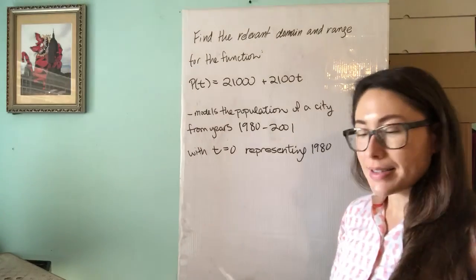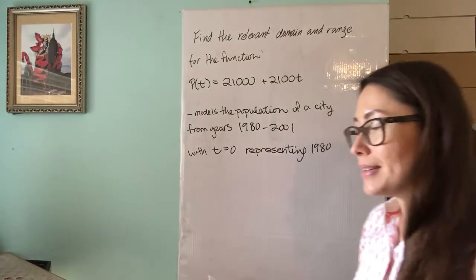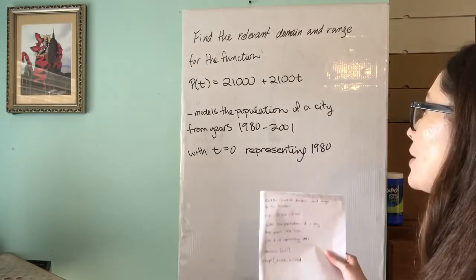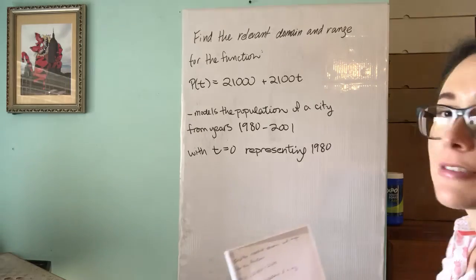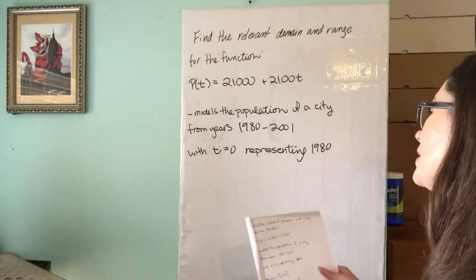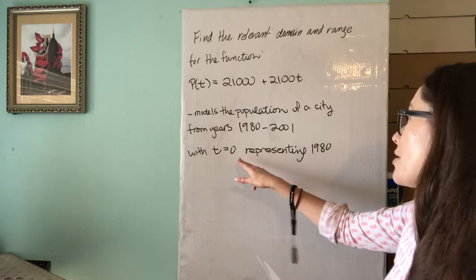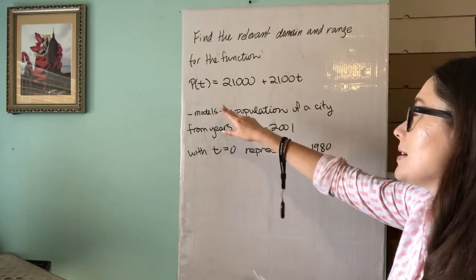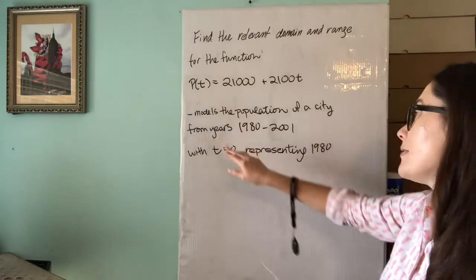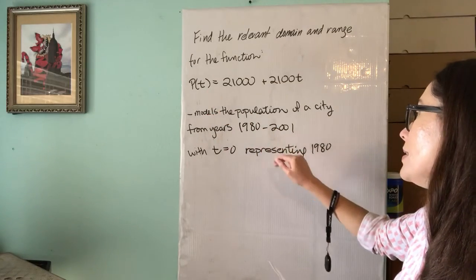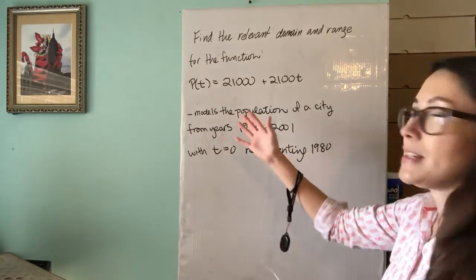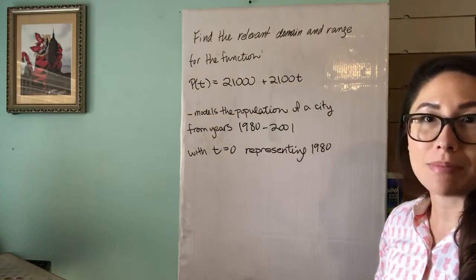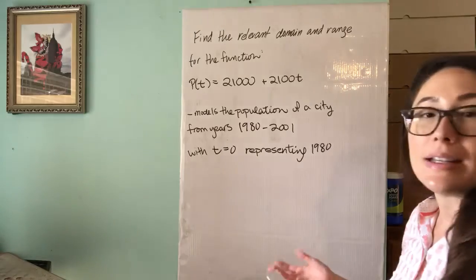So this question asks you, find the relevant domain and range for the function P of t. P of t models the population of a city from years 1980 to 2001. T equals 0 represents the year 1980. So t is the year number going from 1980 to 2001. P of t is just a function of t. P represents the population number based on t.